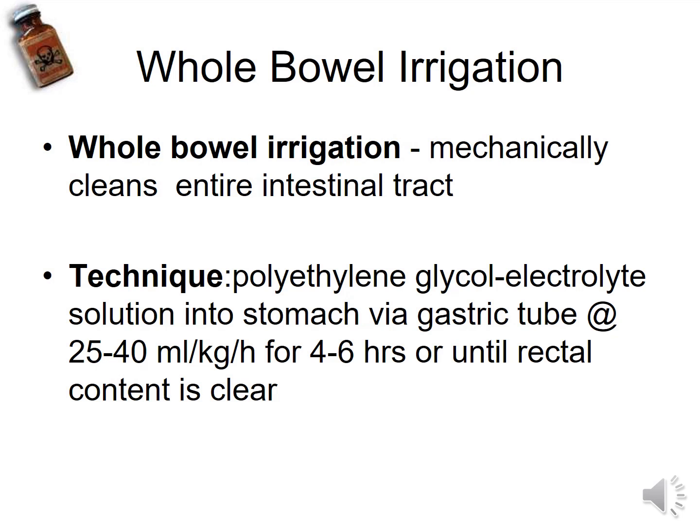Now come to whole bowel irrigation. Here it mechanically cleans the entire intestinal tract. The substance used is polyethylene glycol electrolyte solution at the rate of 25 to 40 ml per kg per hour for 4 to 6 hours, or until the rectal content is clear. You do the irrigation.